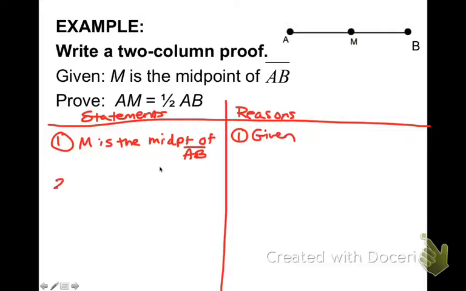So number 2, let's say that AM is equal to MB. Because that's what we get from this. We get that is equal to that. So now what do I write on the other side?